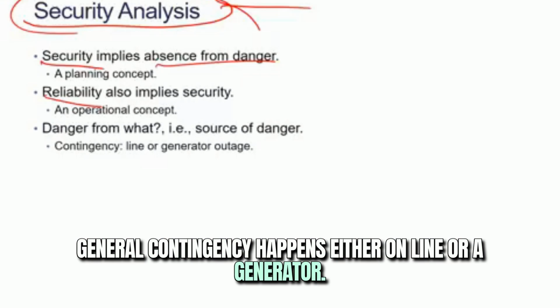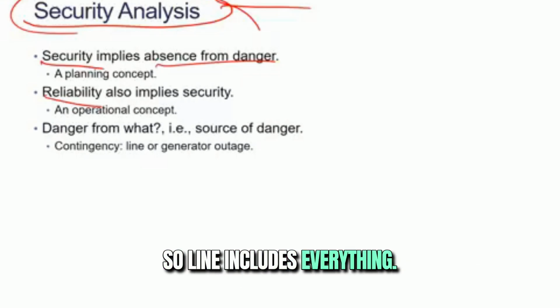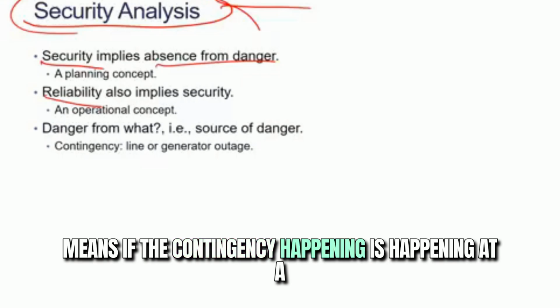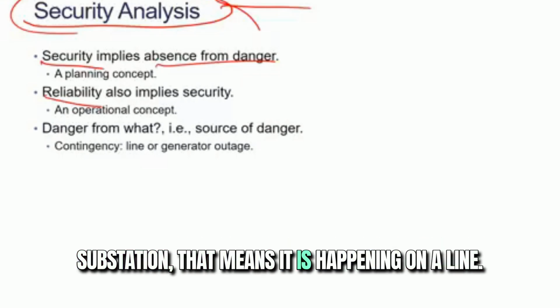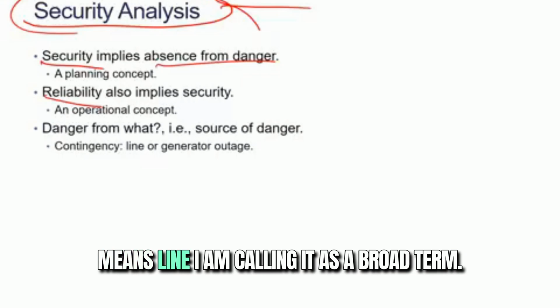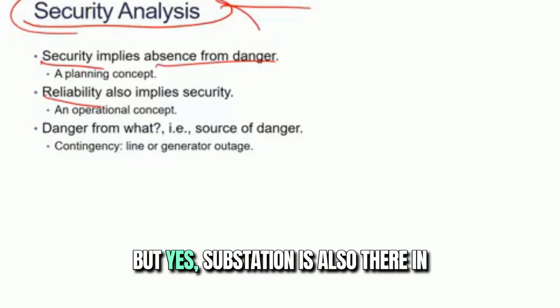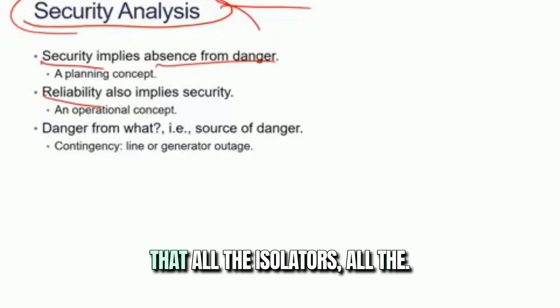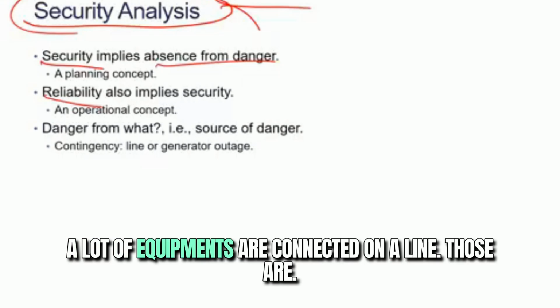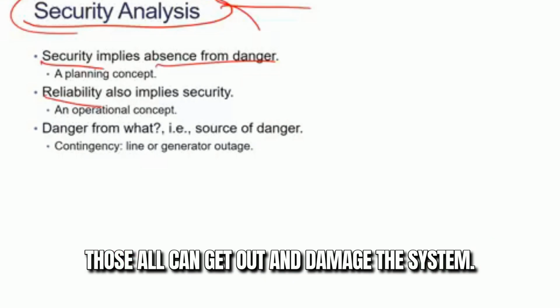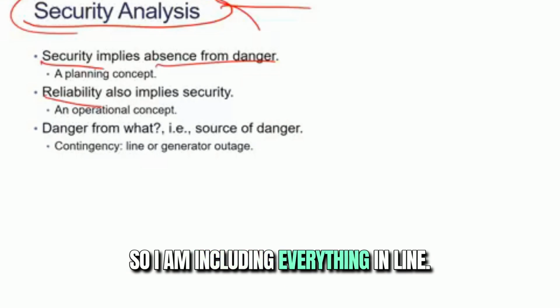on a line or a generator. So line includes everything. Means if the contingency is happening at a substation, that means it is happening on a line. I am calling it a broad term, but yes, substation is also in that. All the isolators and a lot of equipment are connected on a line. Those all can get out and damage the system. So I'm including everything in line.